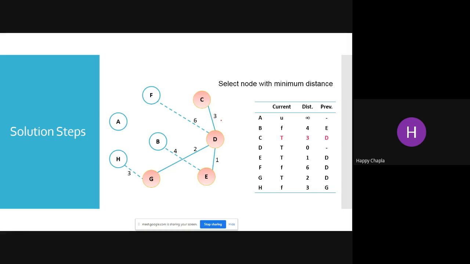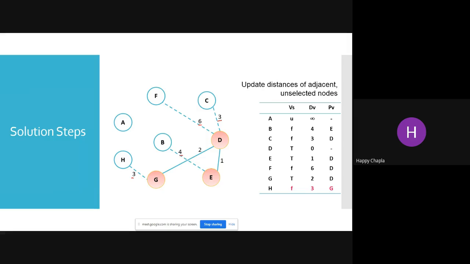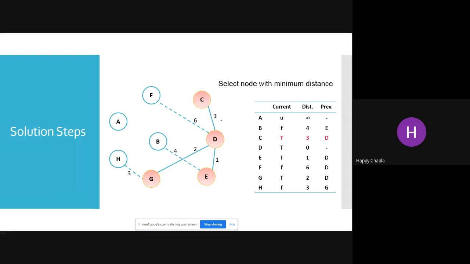Which is the minimum? You can say this D to C is the minimum. You can select this D to H also. I have selected this D to C because D is my source node. You can select this G to H, but by the definition we have to find the path from D to A. That's why we have selected this D to C. Now the unselected edges are 6, 4 and 3.